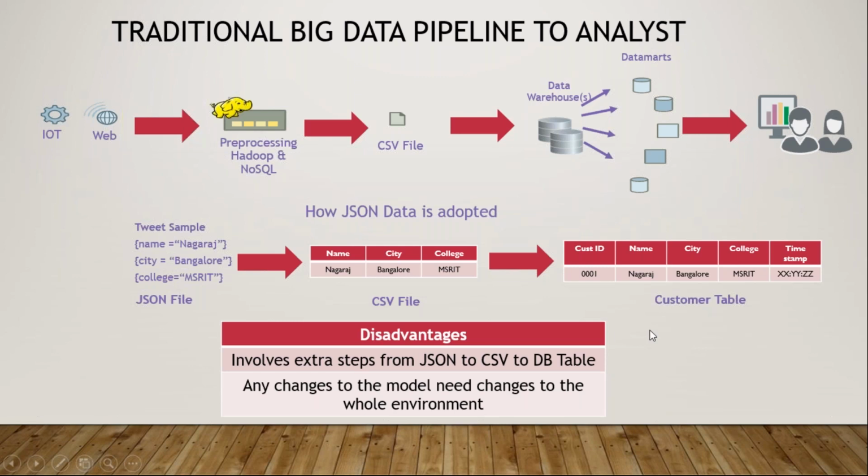The disadvantage, or I would say the extra overhead, is that you have to convert the JSON into CSV and then CSV into the database object. You have to map all these things. It's an extra step. And for any changes in the model, for example if you change the structure or add more and more tags, you have to change everything. You have to change the CSV structure, the table, and the mapping you have built in the traditional data warehouse. It's an extra step.